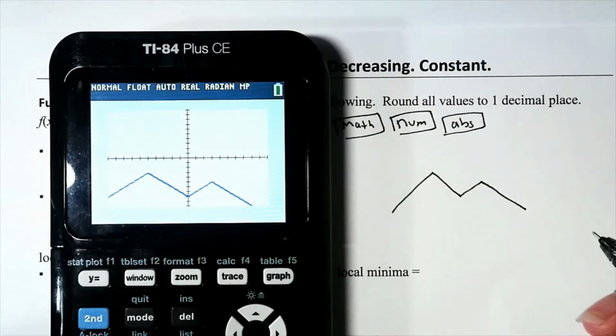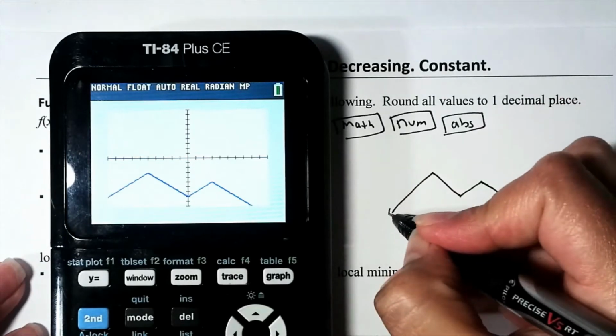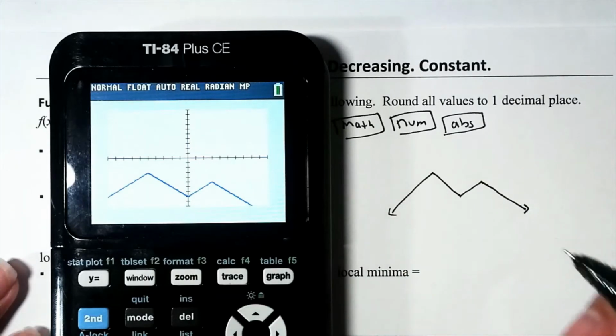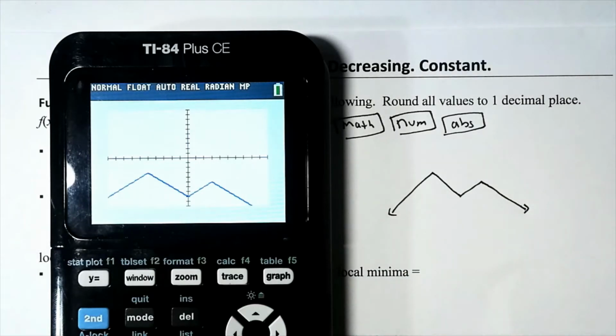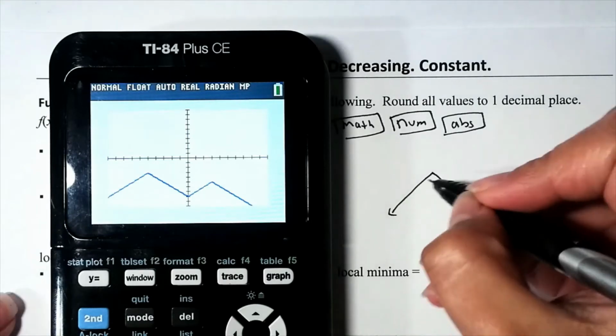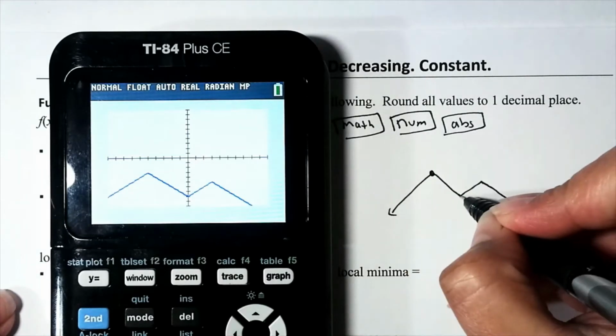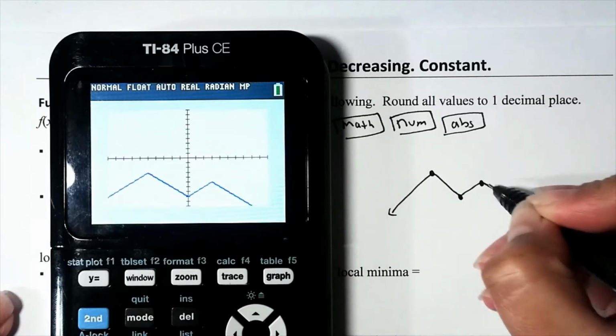If I was really nice to you, I would include the x-axis and the y-axis, but those mess up my flow, okay? Since we have to identify the local extrema, so the local max, local min, I'm going to go ahead and identify all those high and low points, okay? So this high point, this low point, this high point.